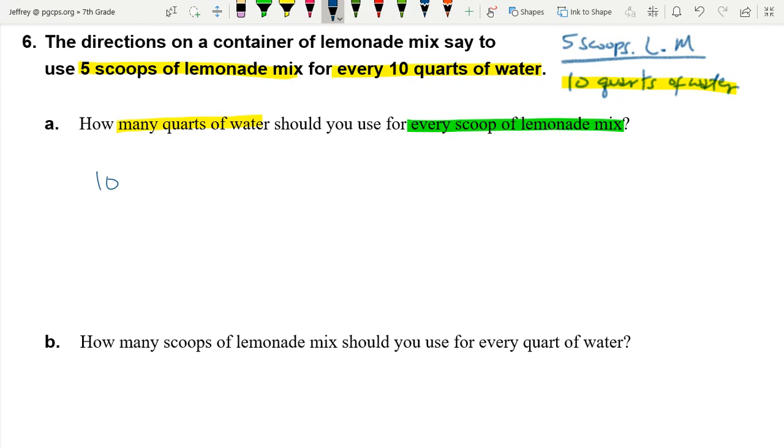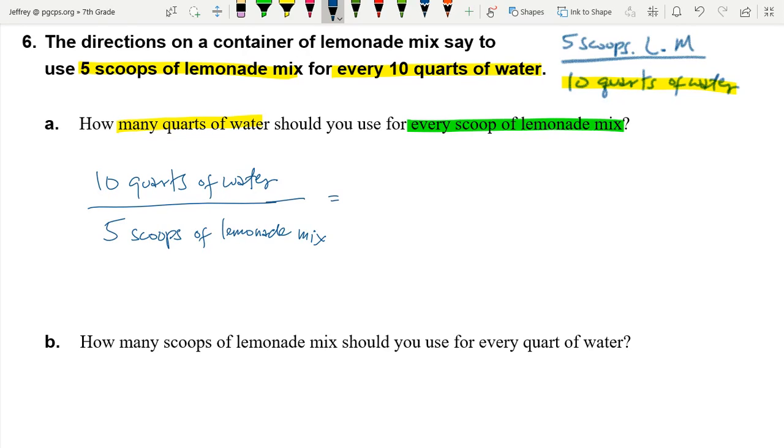So we can put 10 quarts of water for every 5 scoops of lemonade mix. Now, why did we switch this up? Because our unit rate is the scoop of lemonade. So we got 1 scoop of lemonade. Now, some of you would say, can I just not flip it? I mean, that's fine as long as your units of measure go with the quantity, the value, okay?